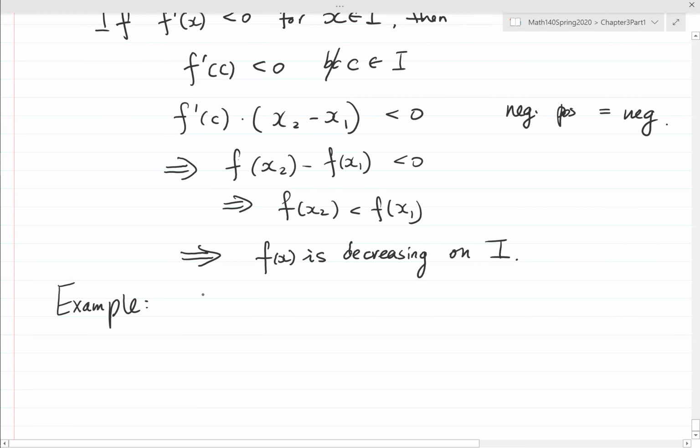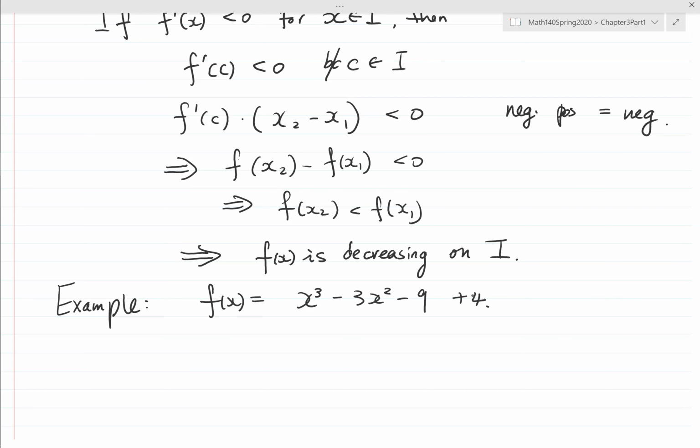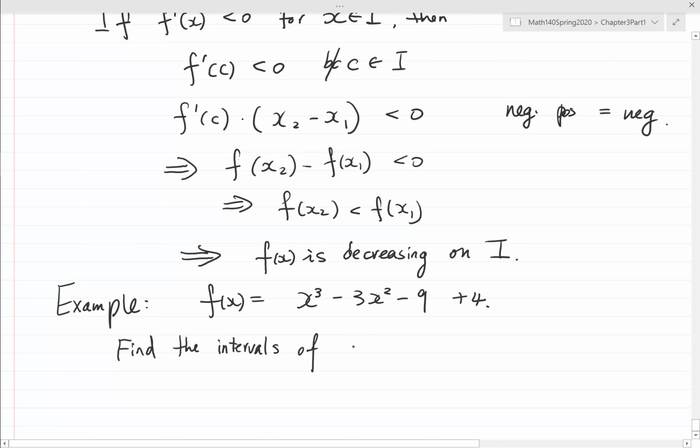Okay. Now, f(x) is x cubed minus 3x squared minus 9x plus 4. Find on what intervals this function is increasing or decreasing. Find the intervals of increase or decrease.